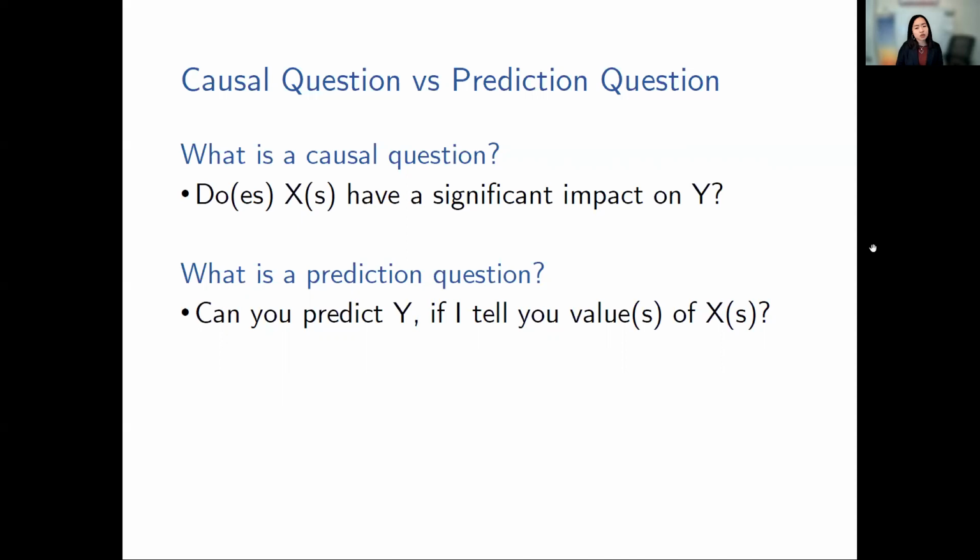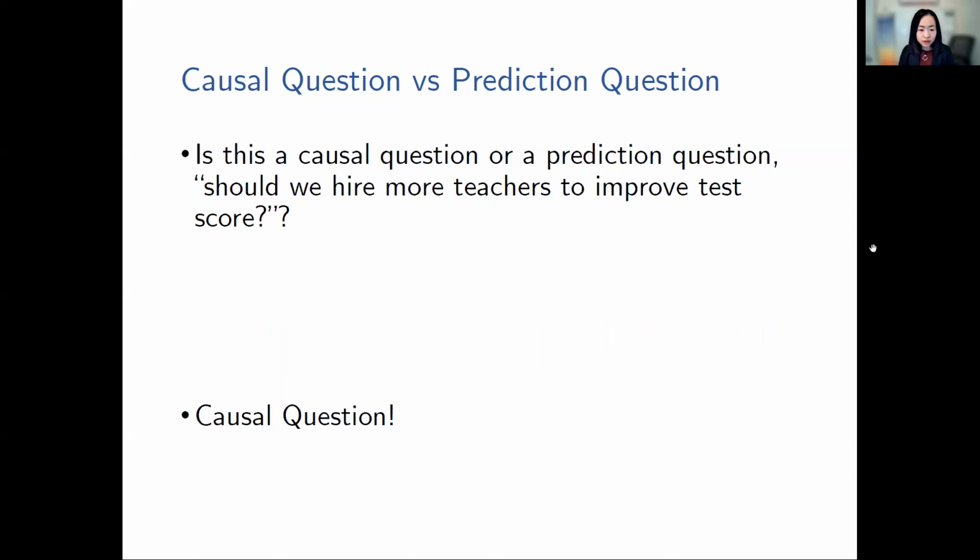What is a prediction question? A prediction question would be like, if I tell you the value of X, can you predict Y? It's kind of like I give you data, there's X and there's Y, and you ran a regression. Now there's extra data that comes in, and there are only X variables. There is no Y variable. I don't know the Y. Then can you predict it using the regression that you have done? That would be a prediction question.